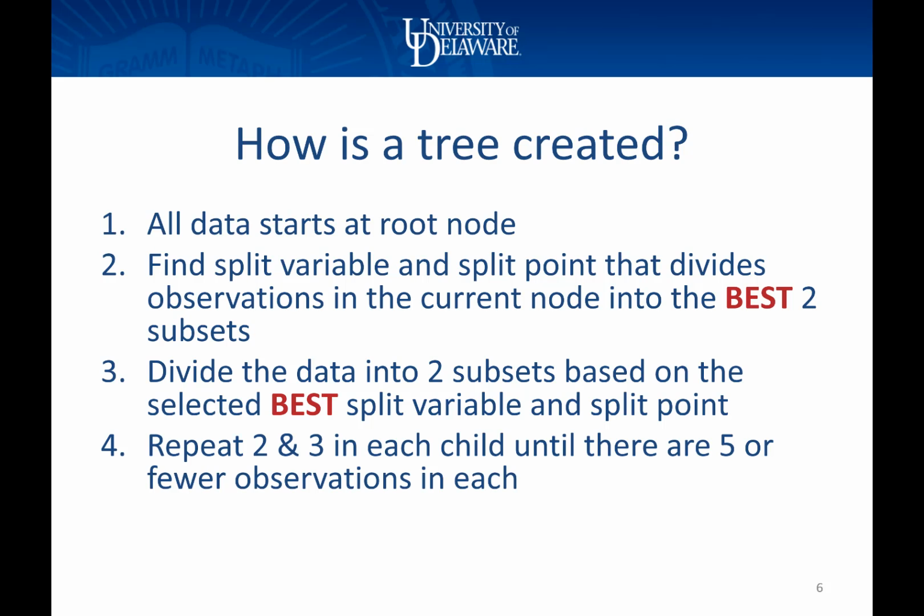And then we're just going to repeat in each child node. So for each of the two subsets we've created, let's just keep splitting. For each one, find the most meaningful, best way to divide those data sets into two more data sets. So essentially, we're creating distance between the observations in one group and the observations in the other group. And we're just going to repeat that until there are 5 or fewer observations in each group.